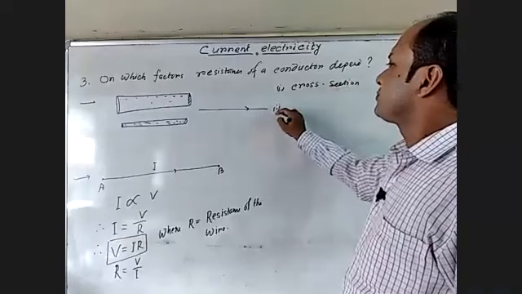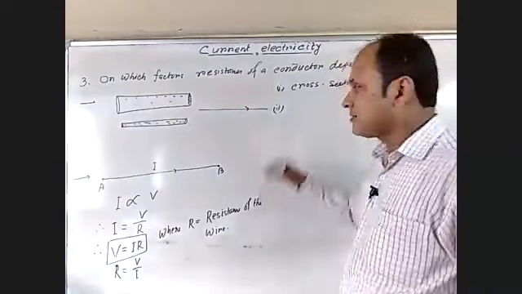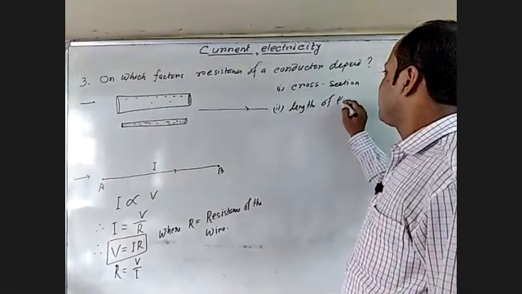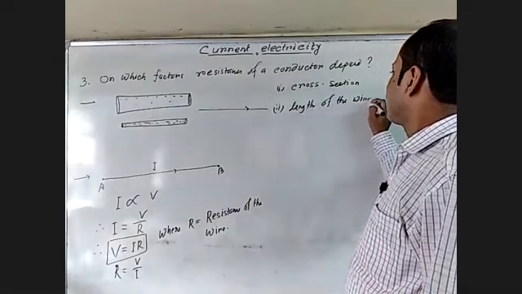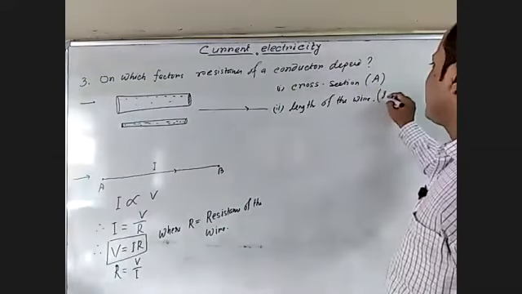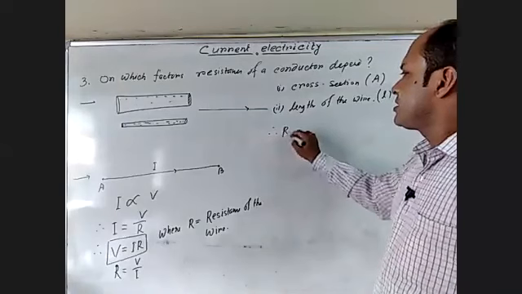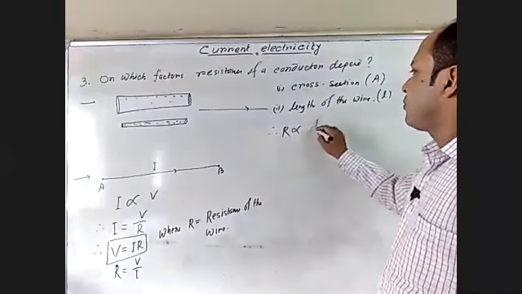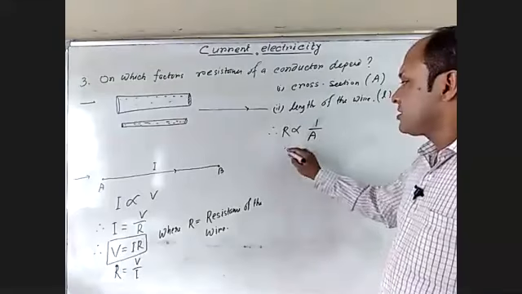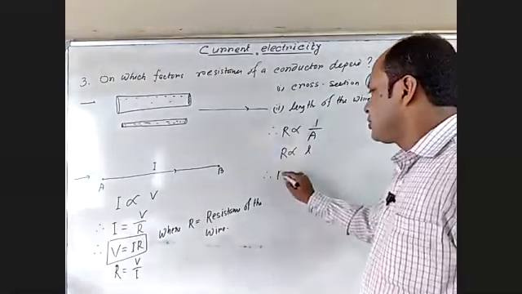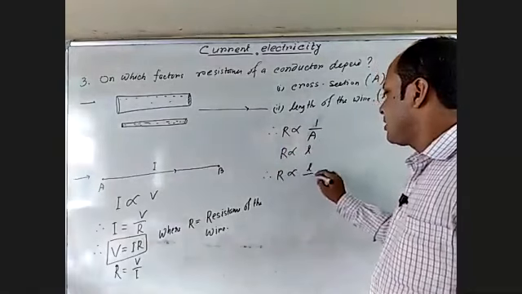Number two, length of the wire. Cross section you can denote by capital A, length you can denote by small l. Therefore, resistance is directly proportional to 1 by A. Again, resistance is directly proportional to L. If you combine the two relations, then it will be L by A.